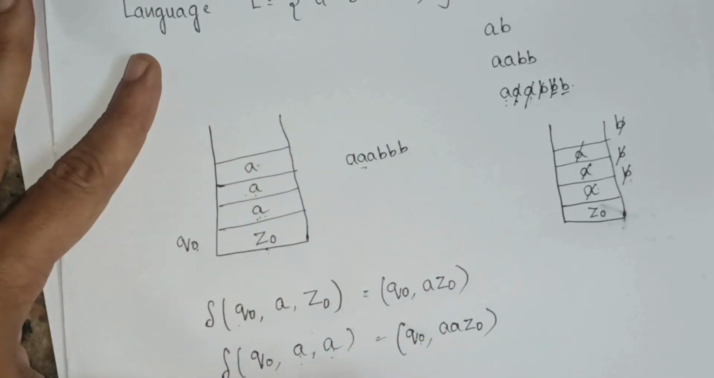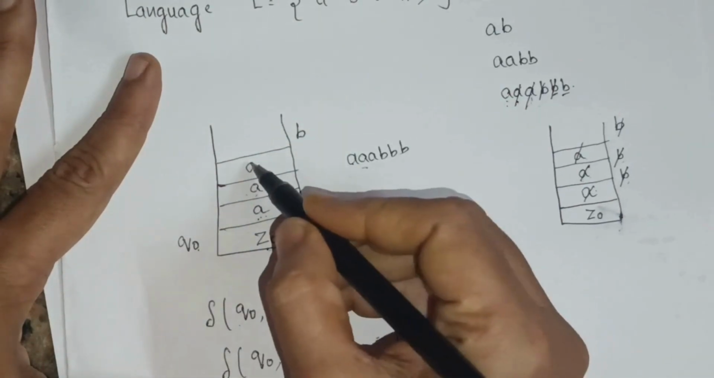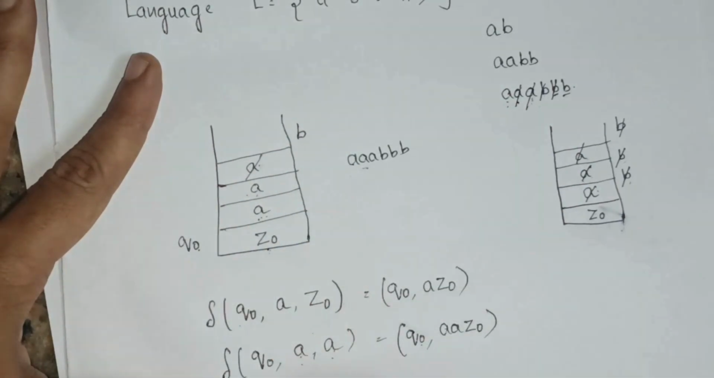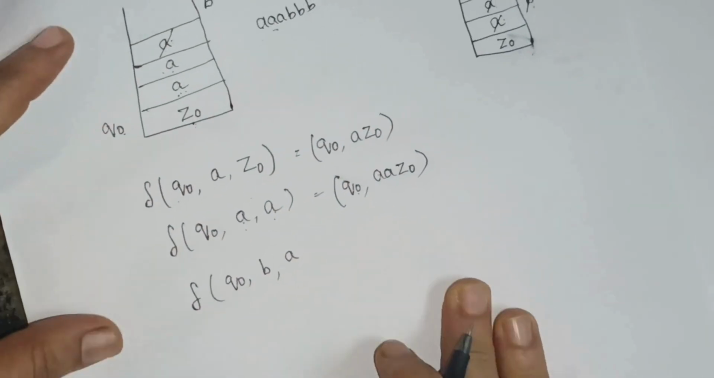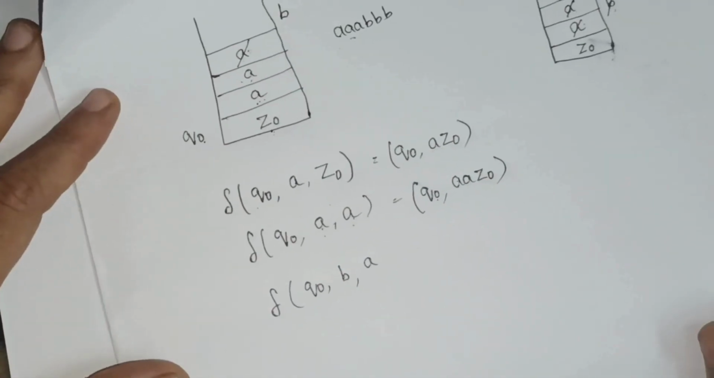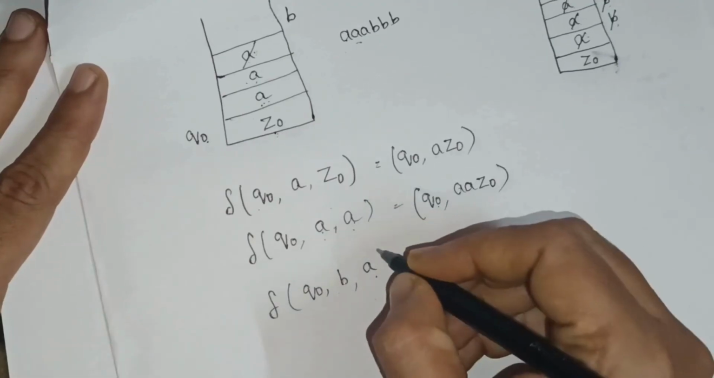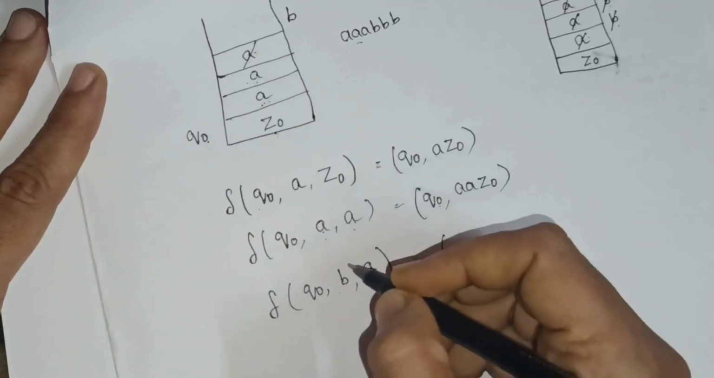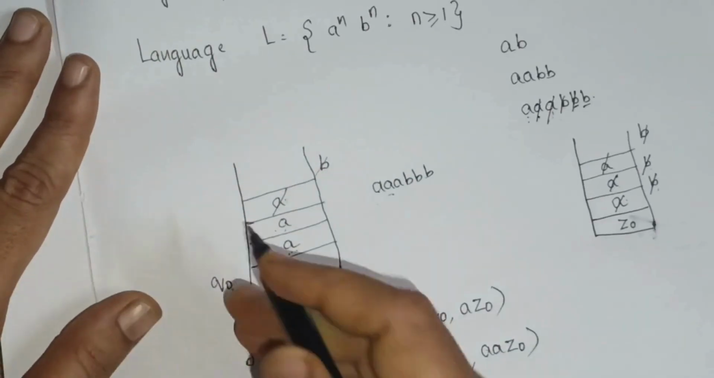Right? Next, whenever I encounter input symbol b, then a should be popped out. So Q0, if the top of the stack is a and I read the input symbol b, then the element should be popped out. Now here if you check, there is no input symbol.